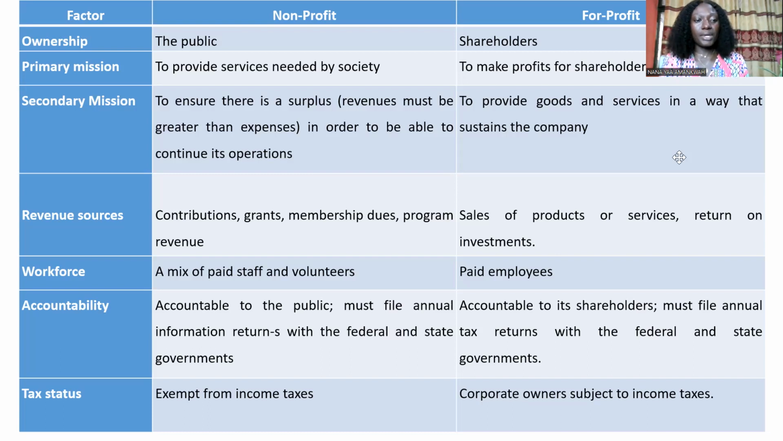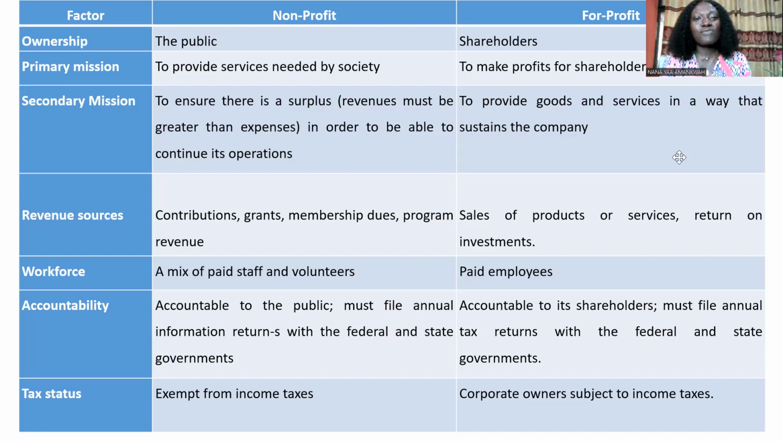They are definitely paid. In terms of accountability, the non-profit organizations are actually accountable to the public. So what it means is that the NGO or NPO is expected to render accounts to the general public. They must file annual information returns, all right? So this is unlike what happens in the profit organizations, because they actually are just accountable to their shareholders.